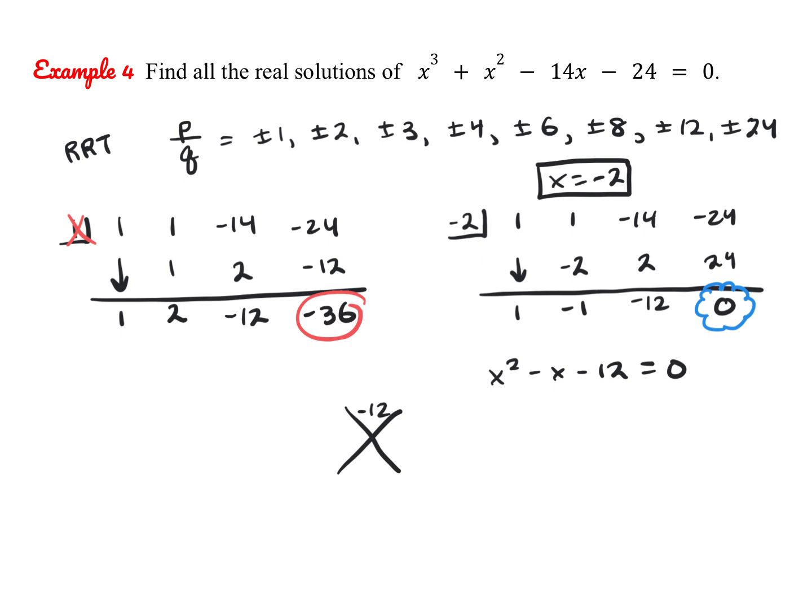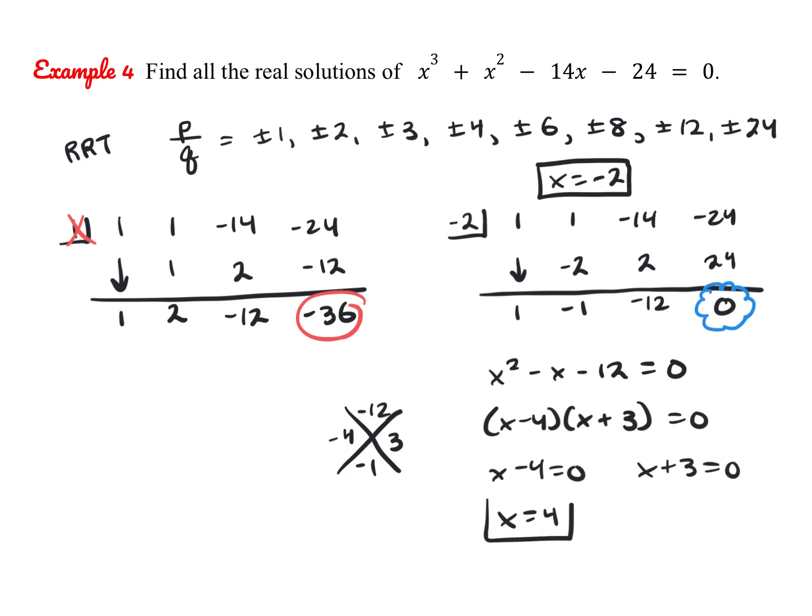This one is also factorable. So what multiplies to make negative 12 and adds to make negative 1? Negative 4 and positive 3. So x minus 4 times x plus 3 equals 0. Please show your zero product property step. And we get x equals 4 and x equals negative 3. So here we have 3 solutions. x equals negative 2, x equals 4, and x equals negative 3. So make sure to box all of your answers at the end.